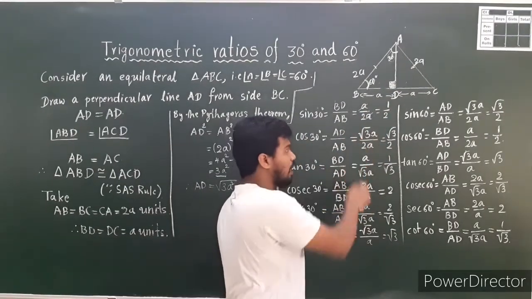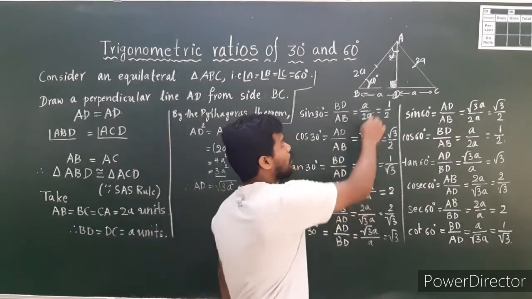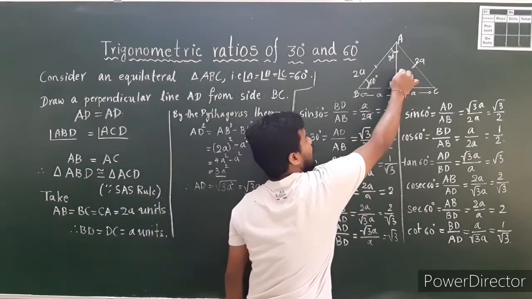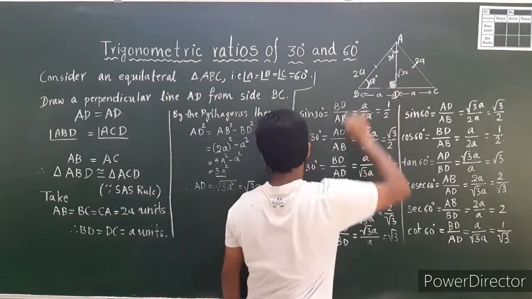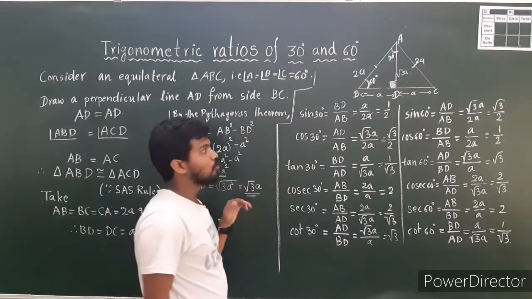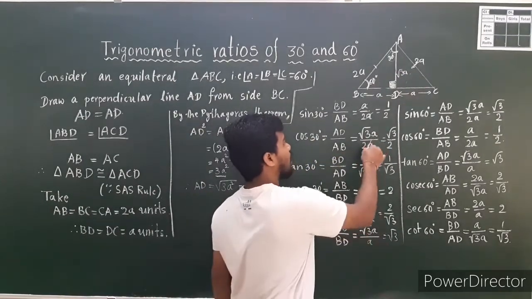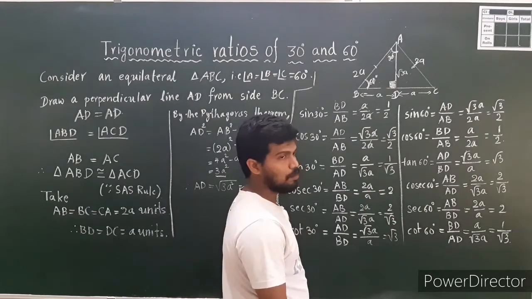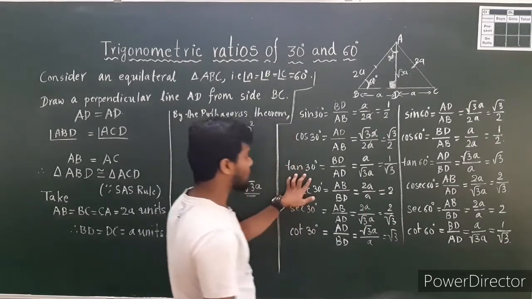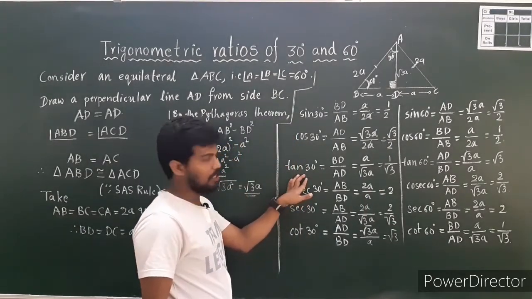So that is root 3a divided by 2a. You already got this is root 3a using Pythagoras theorem. So substitute here: the a cancels, you get root 3 by 2. So next, tan 30 degree.